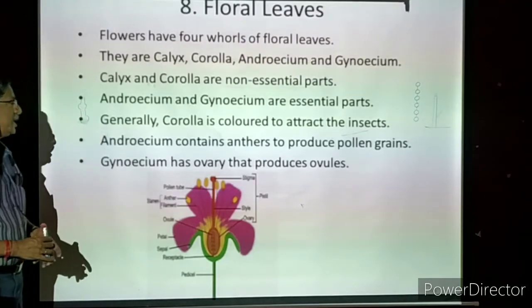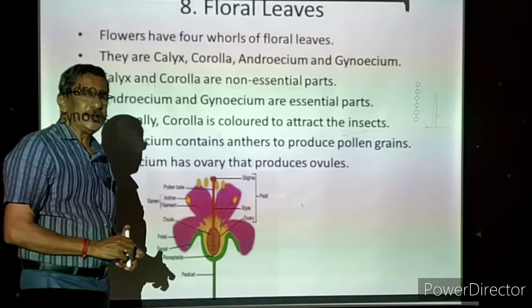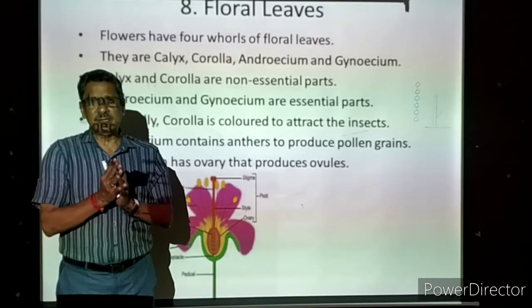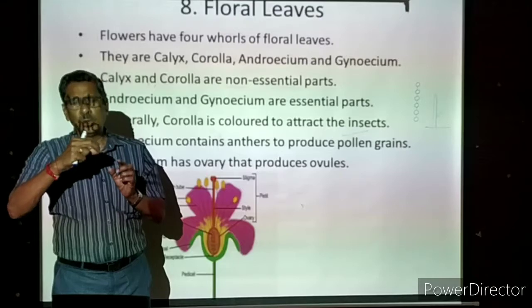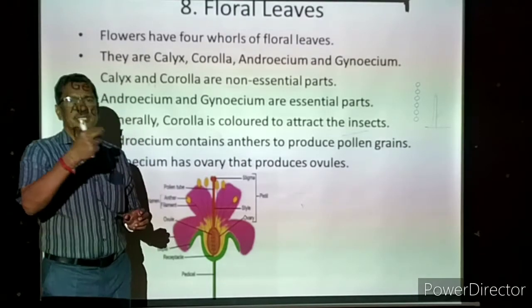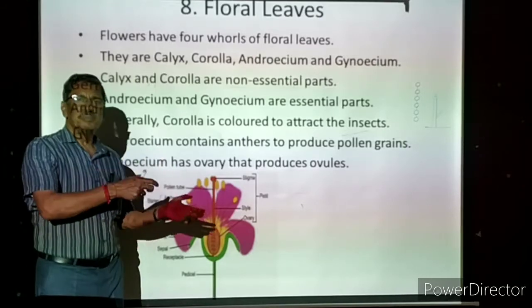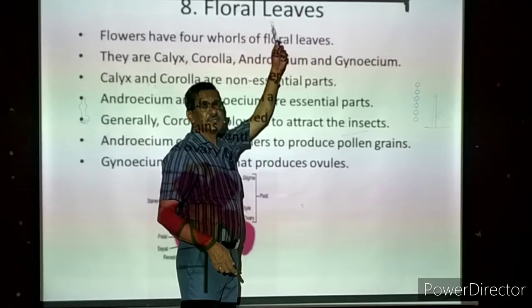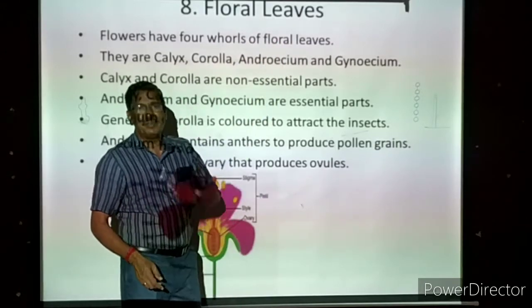Now we are coming to the next part, floral leaves. Normally, when we think of leaves, we think that the stem is there, and on the stem there are a lot of nodes. From the node, the leaves arise, with leaf base, petiole, lamina. It may be a simple leaf or a compound leaf. But now we are going to talk about floral leaves, the leaves present in a flower.